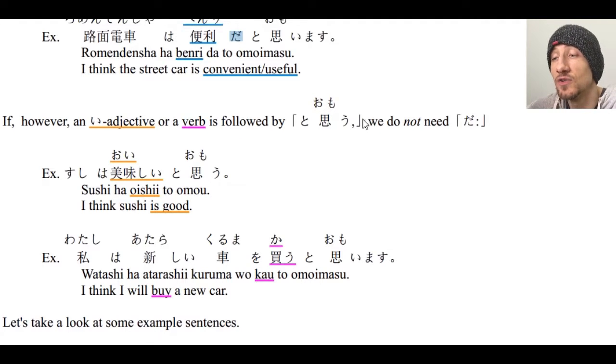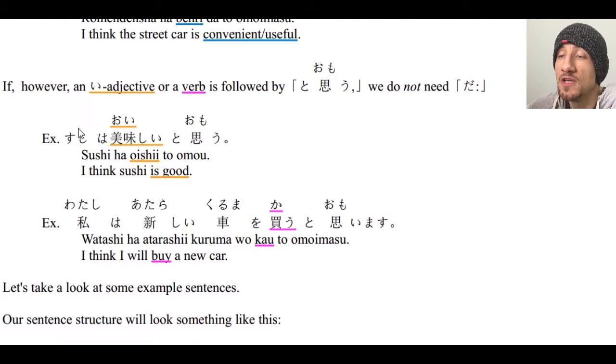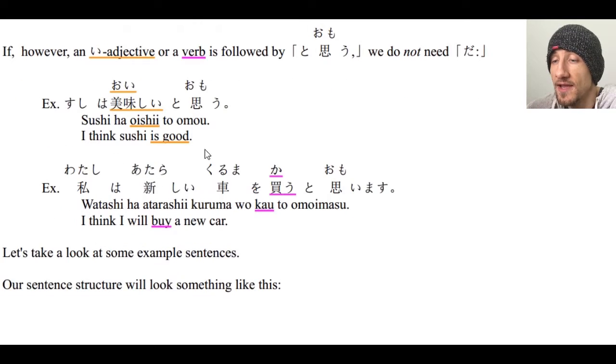However, if we have an e adjective or a verb, we do not include だ. We just add と思う. Here we have an example: 寿司は美味しいと思う. Please notice there's nothing between them. 美味しいと思う. We don't need to include だ or any other particle or word. Likewise, if it's a verb, we can say 私は新しい車を買うと思います. Here we have 買う and と思います. Again, e adjective or verb, we do not need だ. Noun or na adjective, we need だ.